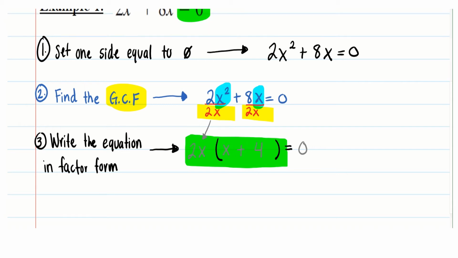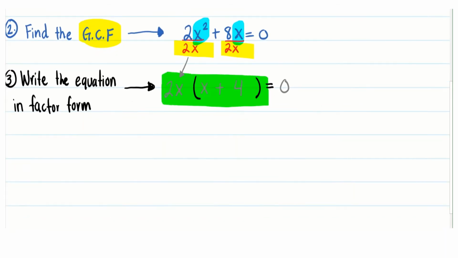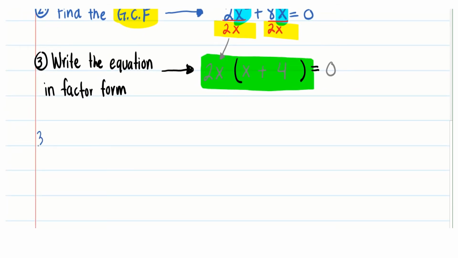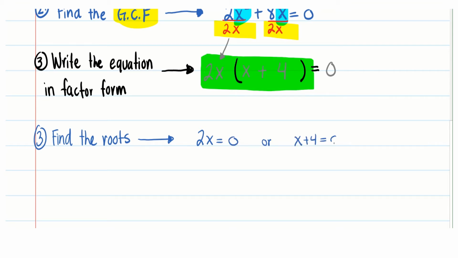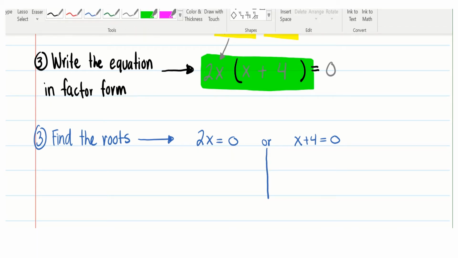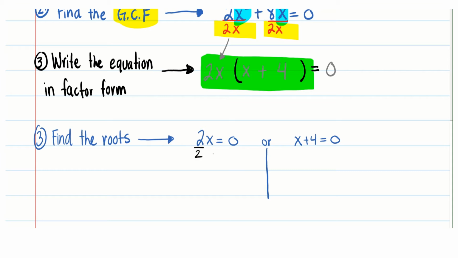So once it's in factor form, then it's what we covered previously, using the zero product property and finding the roots. So the last step will be to look for the roots. But once it's in factor form, it's just a matter of creating your equations and then solving for x. So my first equation is going to be the outside factor, so 2x equals 0, and the inside of the second parentheses is your second equation, which is x plus 4 equals 0. Then we go in and we solve for x on each of the equations.